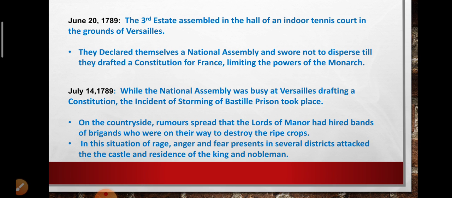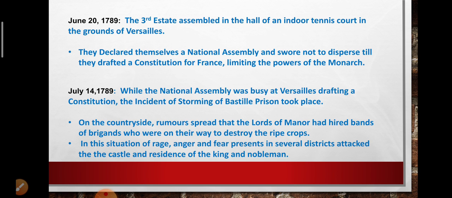a constitution. A simultaneous situation occurred, about which we talked in the very first introduction class of the chapter. Okay, let us understand this. By this time, when the National Assembly was busy, that we discussed about the June 20, 1789 situation, right? The National Assembly was busy at Versailles drafting a constitution, and at the same time, the situation in France was of a bad harvest, due to which there were rising prices.